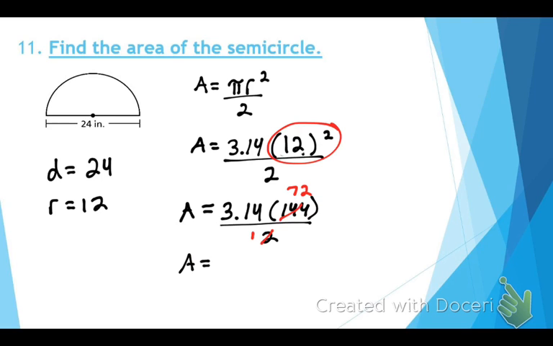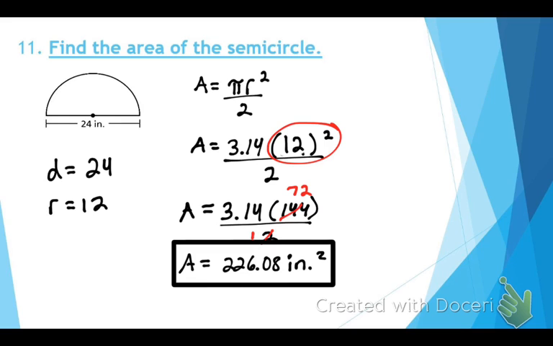And only about 3 of you got this answer. What's the answer? 226.08 squared. All right. Raise your hand if you got that right. Okay.